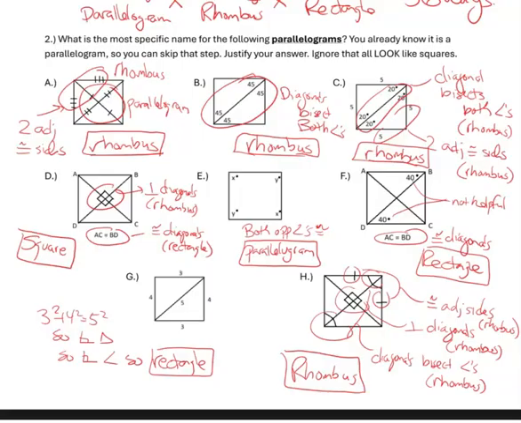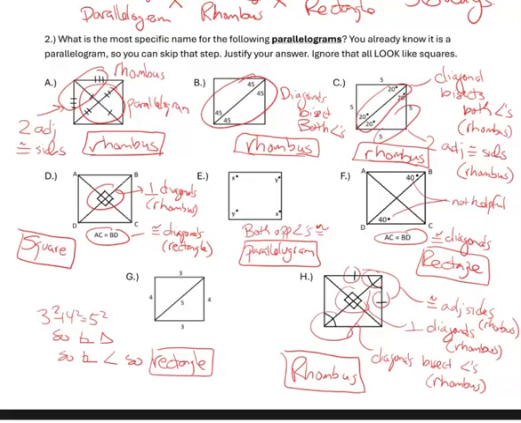So the first one has diagonals that bisect one another. That's just making sure it's a parallelogram. And then it has two sides that are adjacent and congruent. That makes it a rhombus. So this is definitely going to be a rhombus. It doesn't have enough to push it all the way to being a square by showing it's a rectangle as well.